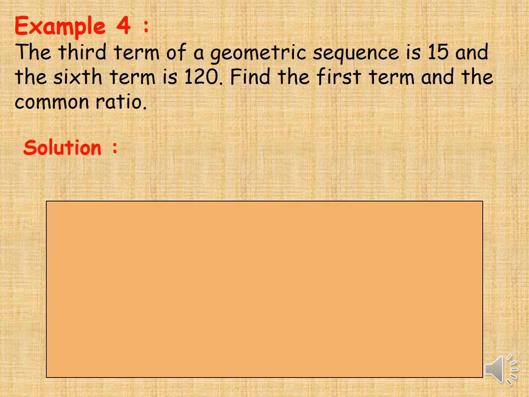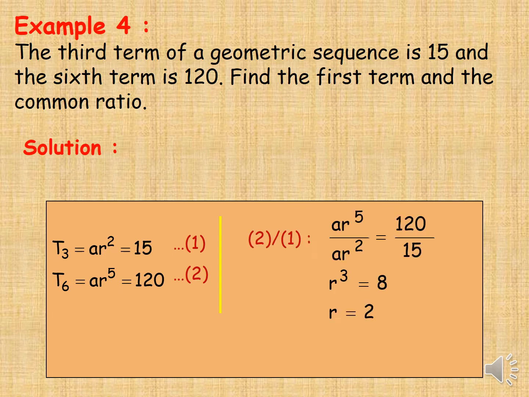Example 4. The third term of a geometric sequence is 15 and the sixth term is 120. Find the first term and the common ratio. Given T3 equals 15 is equation 1 and T6 equals 120 is equation 2. Using simultaneous equations, find the values of A and R, where R is equal to 2 and A is equal to 15 over 4.